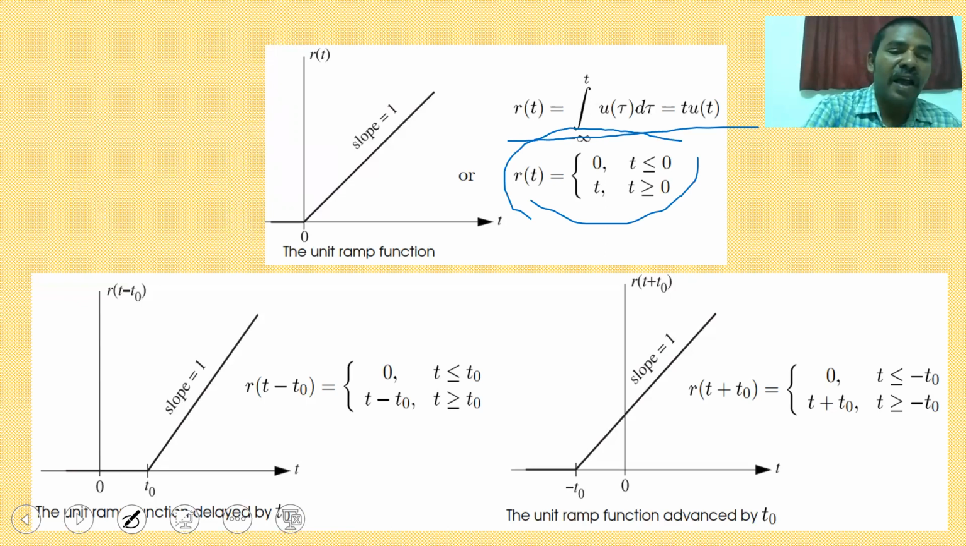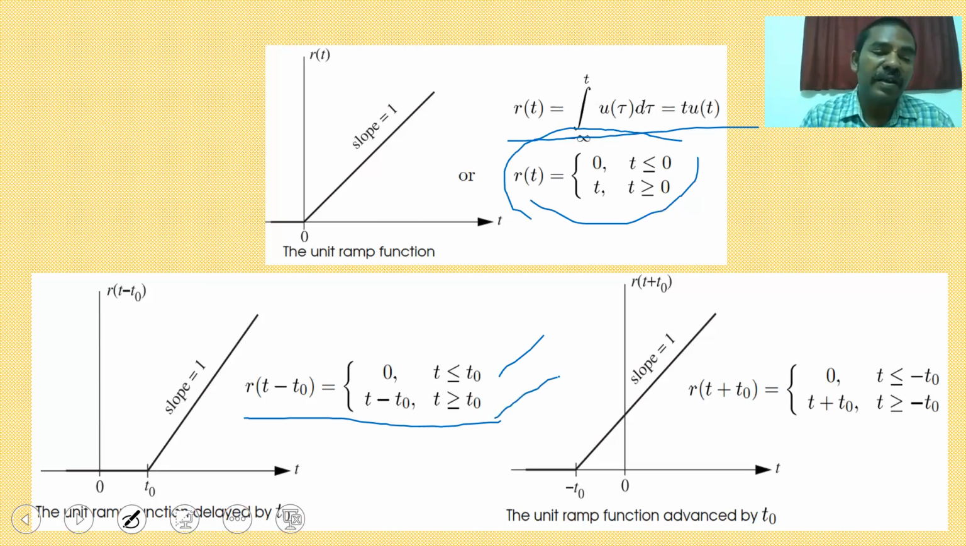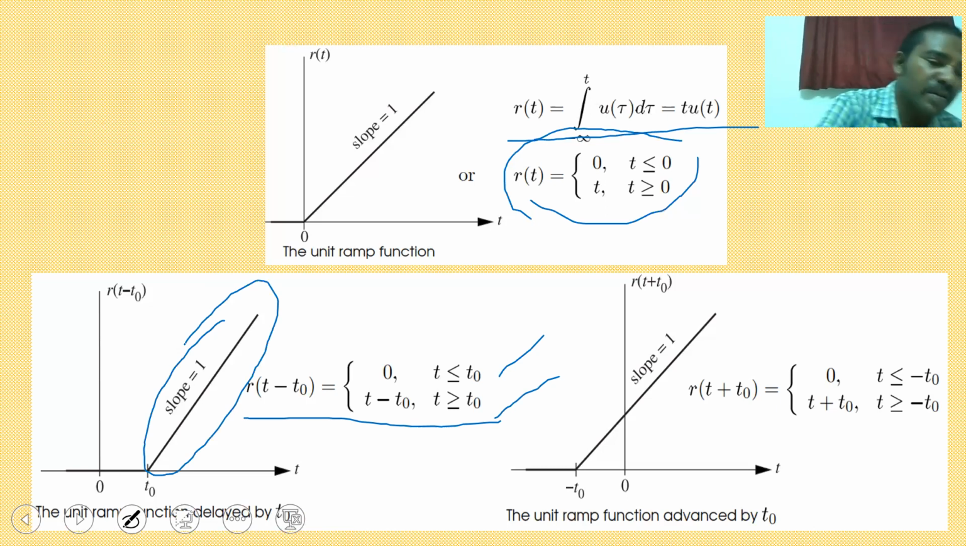Similarly, the ramp function having a certain delay: r of t minus t naught, where t naught is the delay. It is 0 for t less than or equal to t naught, and t minus t naught for t greater than or equal to t naught. So we get this function only after t greater than or equal to t naught. Before that it must be 0. Similarly, you can go for the advanced ramp function.